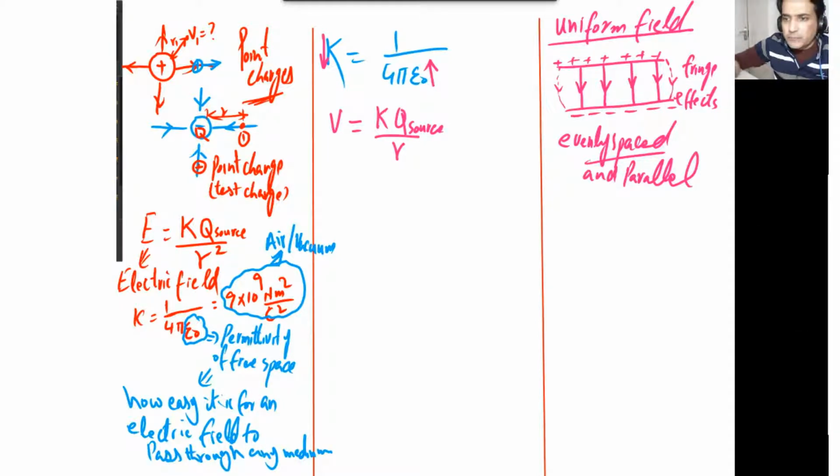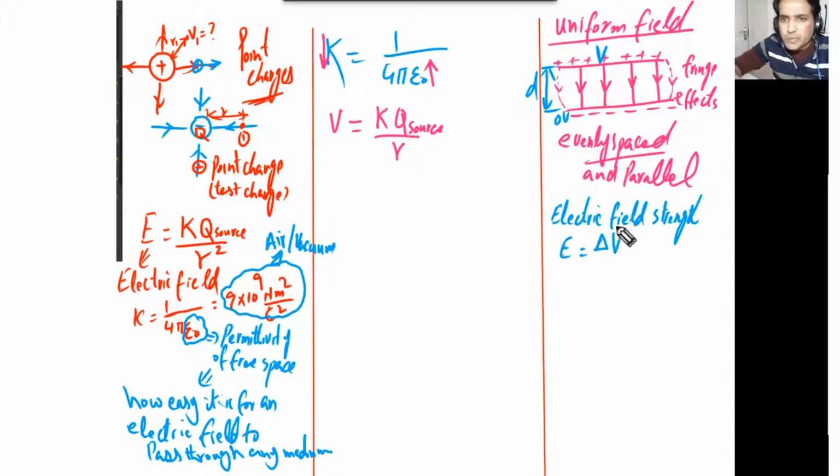Now, for example, let's say the distance between these two plates is equal to D, and this plate is at 0 volt and this plate is at V volt. So how can we find the electric field between these two? We often use capital E for the electric field. We have to find the potential difference between the two plates divided by the distance between the plates. So we just divide by D here.